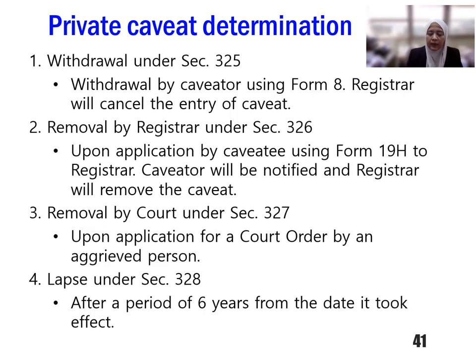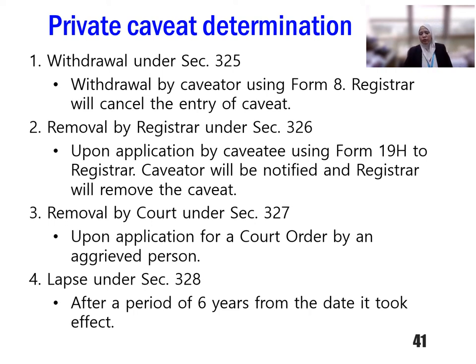Now, determination means the ending. There are four ways. One is withdrawal. When the caveator withdraws under section 325 using form 8, the registrar will cancel the entry of the caveat. So this withdrawal is done by the caveator. Yang masukkan, dia yang keluarkan balik. So the caveator.